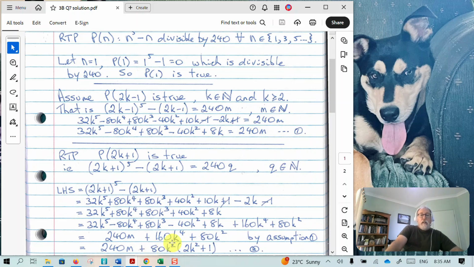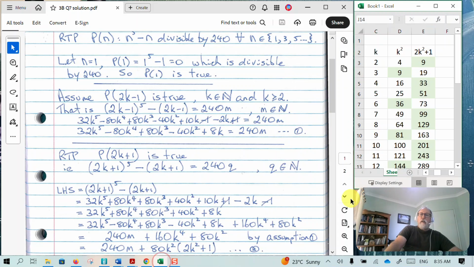That means that k squared must be divisible by 3, or perhaps this term, 2k squared plus 1, must be divisible by 3. And it wasn't obvious to me whether that idea is true. So I started playing around with the numbers. I listed the values of k from 2 onwards for every integer of k, just as we had said here, k is a natural number greater than or equal to 2.